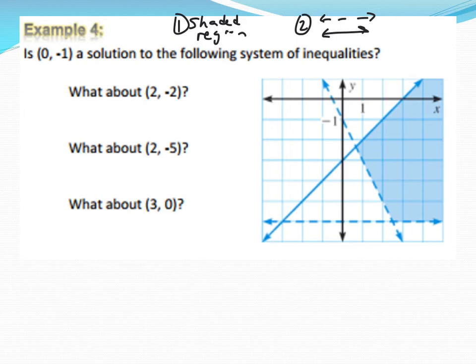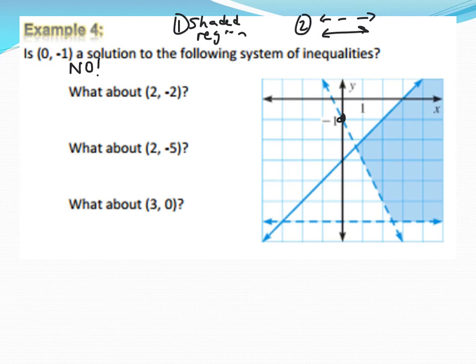So (0, -1): first of all, I'm going to move left and right 0, then I'm going to go down 1, so my point's right there. So notice how this falls on the dashed line. Does it fall in the shaded region? No, it does not. So is this a solution? No, it is not. Okay, it needs to fall within the shaded region, and you also need to pay attention to the lines.